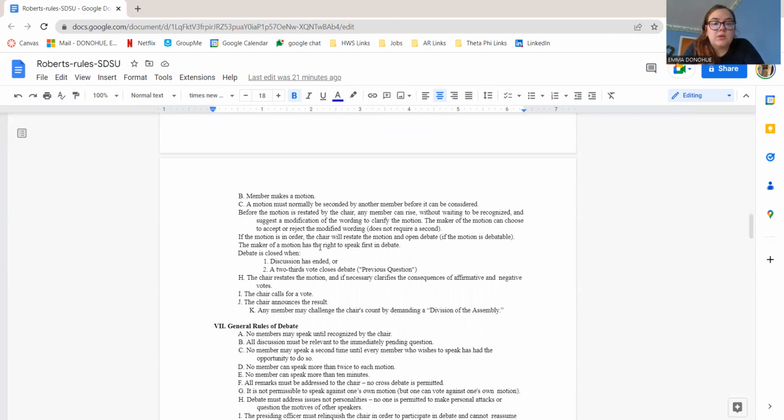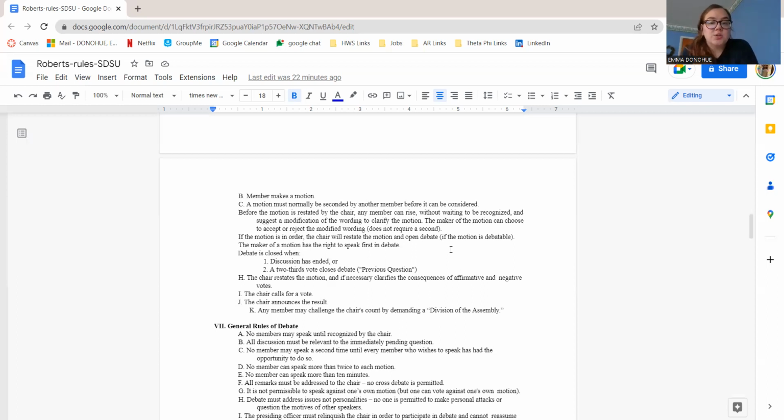If the motion is in order, the chair will restate the motion and open it to debate if the motion is debatable. So obviously a calendar can go both ways as to whether it's debatable. If there's something on the calendar that is not liked, then that is something up for debate. If it is just setting the meeting times, then that is not a debatable topic. The maker of the motion has the right to speak first in any debate. So if it was a debatable calendar, I would be able to say, I chose these organizations and these states for us to do because of such and such. And that would give a little bit more context before the debate started.